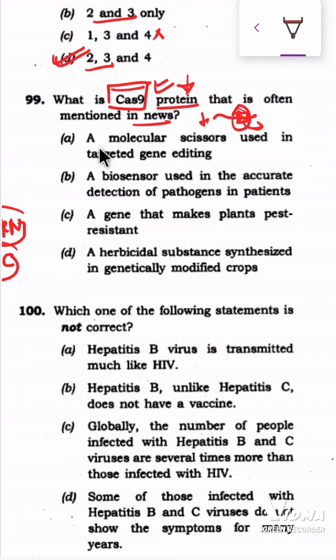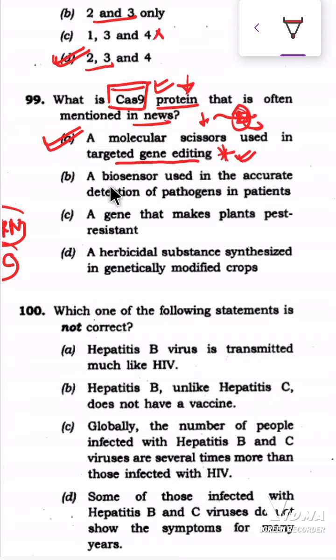So let's read the options first. A molecular scissor used in targeting gene editing. This is a very right option, because Cas9 protein is a molecular scissor used in targeted gene editing. Why? Because it improves your genetic structure and genetic quality, and removes anomalies or bad traits which can cause problems to the baby in the near future. So statement A is right.